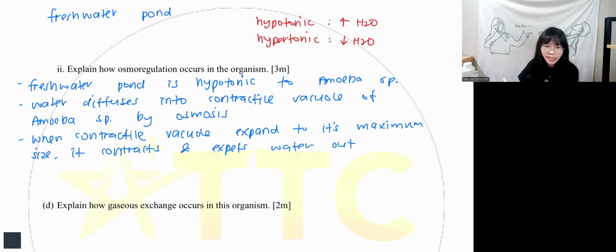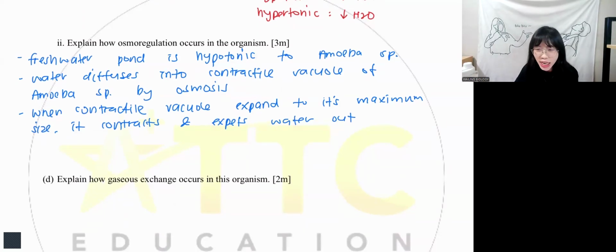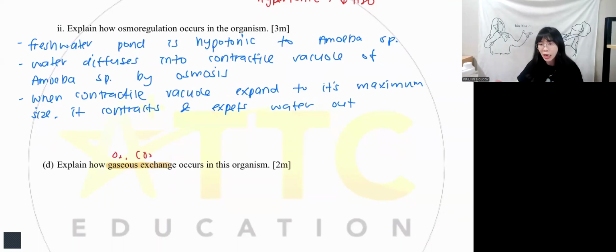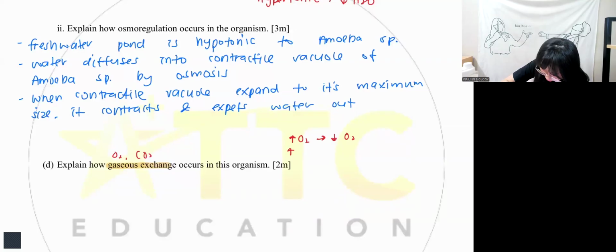Okay. Next, explain how gases exchange occurs in this organism. When you see the words gases exchange, they must involve 2 gases, which will be oxygen and carbon dioxide. Gases exchange is always oxygen and carbon dioxide. And because it is passive transport, it's always more to lesser. More oxygen to lesser oxygen. It's always simple diffusion. More carbon dioxide to lesser carbon dioxide. It's always more to lesser, yeah?